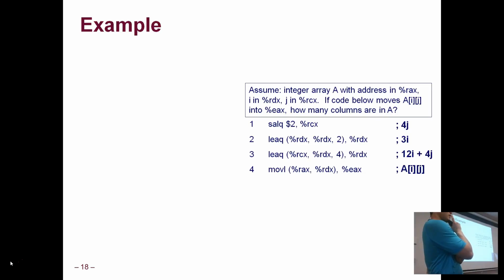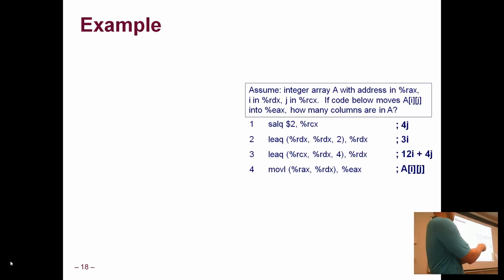You remember I-C-K: I times number of columns times the size of the data type. What's the size of the data type here? 4. Yes, I said it's an integer array, 4. So what is the number of columns? 3. Yes. It's a 1 by 3 matrix. No, it's an x by 3. You don't know the number of rows.